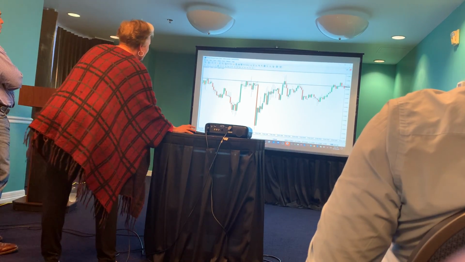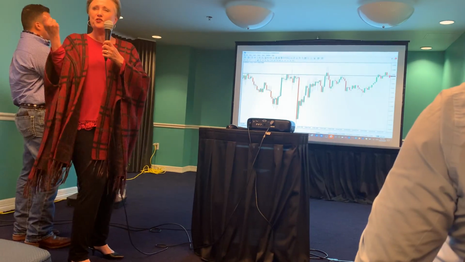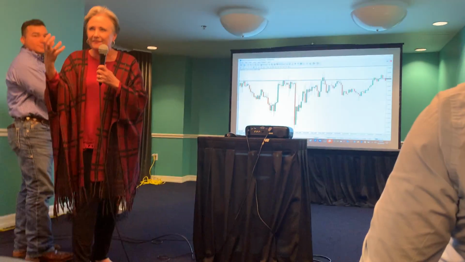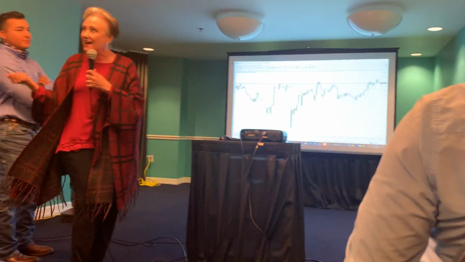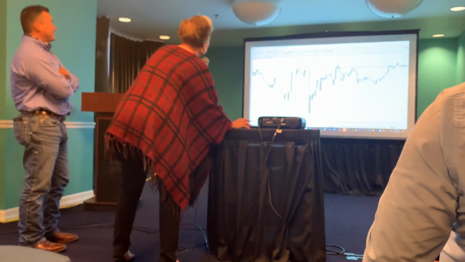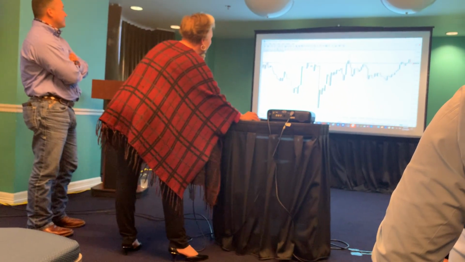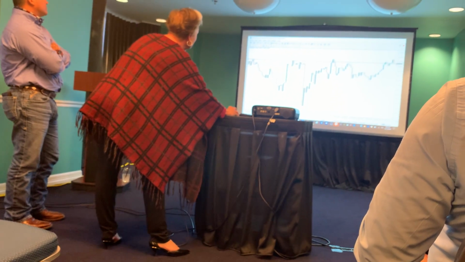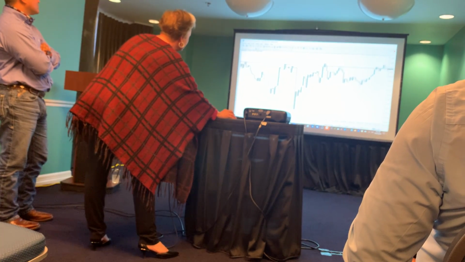Okay, so these candlesticks tell you a story about what's happening in the buyers' and the sellers' minds. And this is what makes it so fun. You get to talk to yourself and make up a story. All right, and then we see it over here. So see, this is a really, really strong area of resistance.